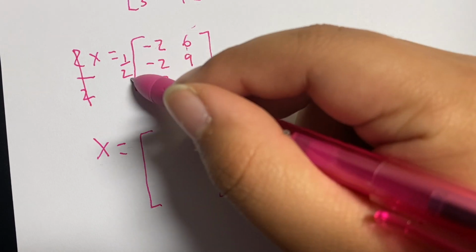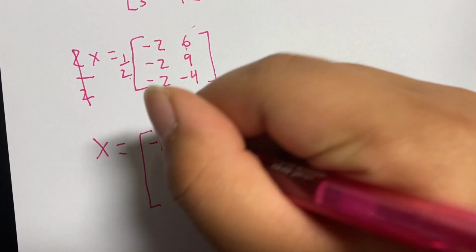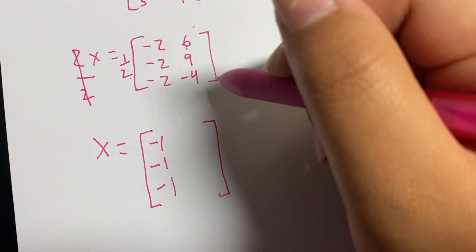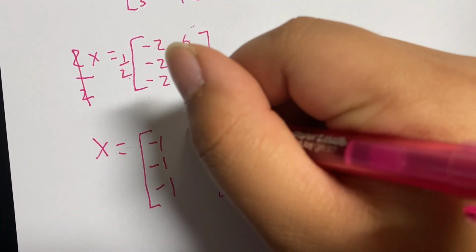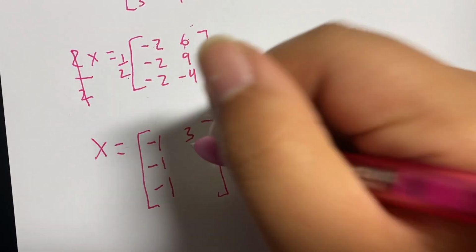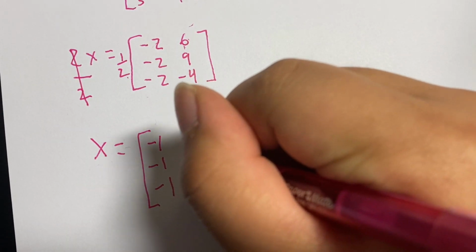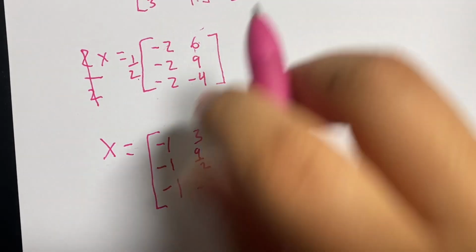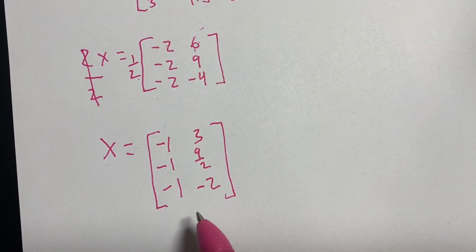So -2 divided by 2 is -1. Same thing with all of these elements right here. -2 divided by 2 is -1. 6 divided by 2 is 3. 9 divided by 2 will just be 9/2. And -4 divided by 2 is -2. So that means x equals this resulting matrix right here.